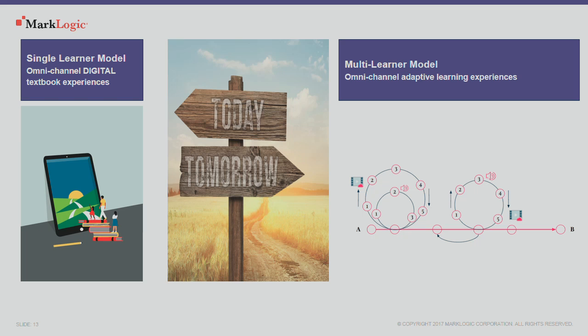Yeah, so I use a language here that deserves explanation. Single learner model versus multi-learner model. So single learner model is where we're coming from, where we've been, and we've been there with textbooks. It's the idea of printing a textbook and distributing it to everybody, assuming everybody learns the same way. So single learner style.